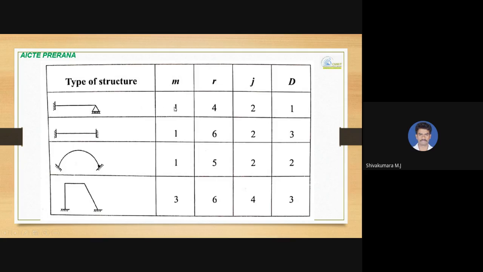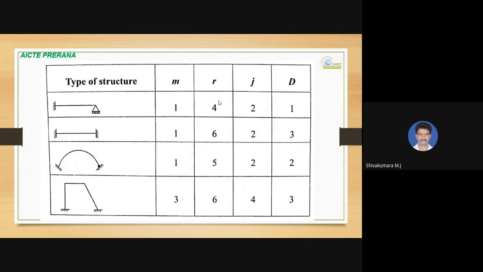So number of members M is 1. And number of joints is, here it is 1, here it is 1. Totally 2 number of joints. So you have the data M, R, J. And the formula for calculating degree of static indeterminacy here is 3M plus R minus 3J.